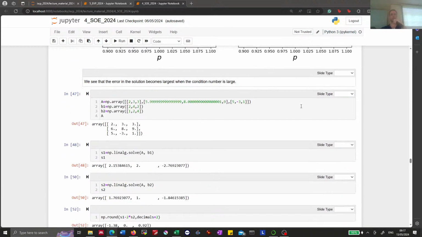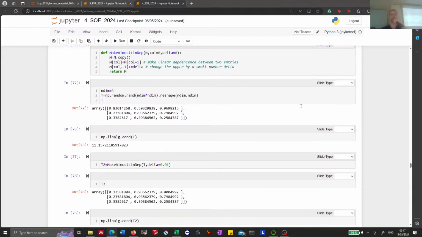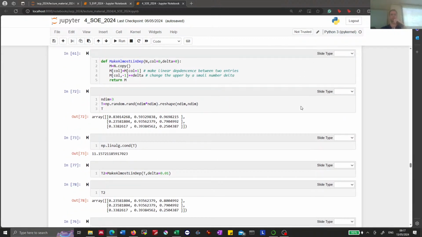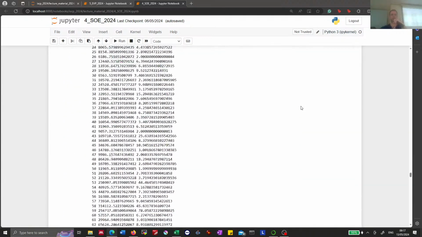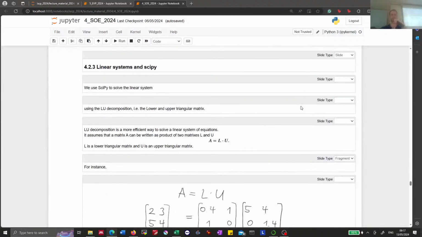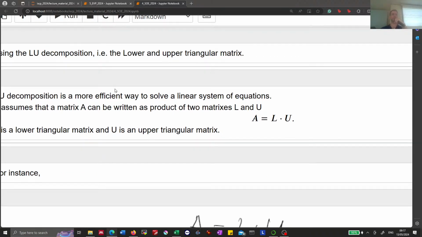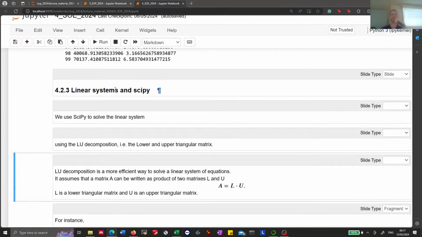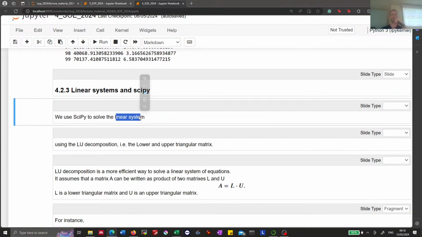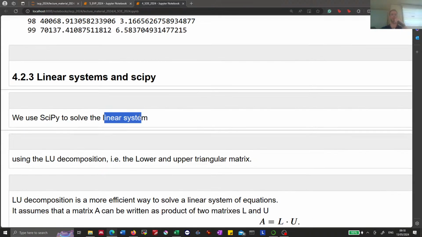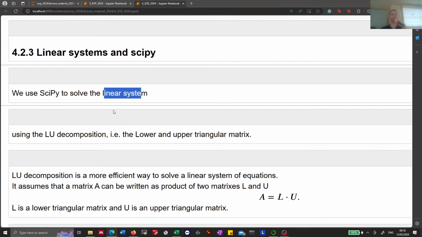So, what else shall we do next? Linear systems and SciPy. Next we're going to use SciPy to solve systems of linear equations, which are abbreviated here as linear systems. Let me just get a hang of the zoom in a little bit, so you can watch it on your phone very nicely, right?